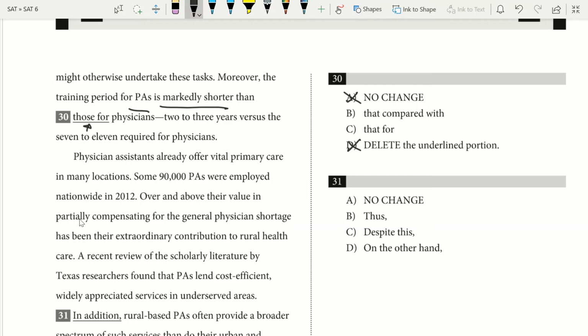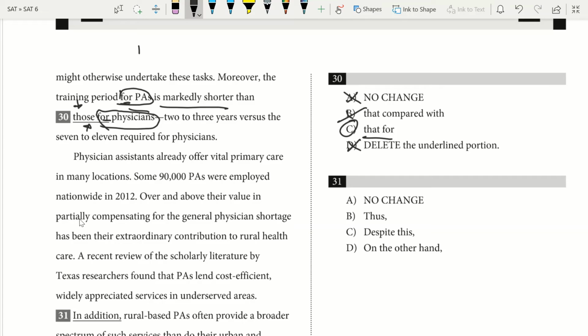All right, well, we have moreover the training period for physicians' assistants. So we also want for physicians, right? Because we want to keep that parallelism. So we're going to want for and for. So for and for. So we can get rid of B. Now we're left with C, so we know C would be our answer, but we can also check that. And we have that for, and that makes sense, right? We have the training period for PAs is markedly shorter than, and then right here, we would insert training period if we weren't inputting that, right?